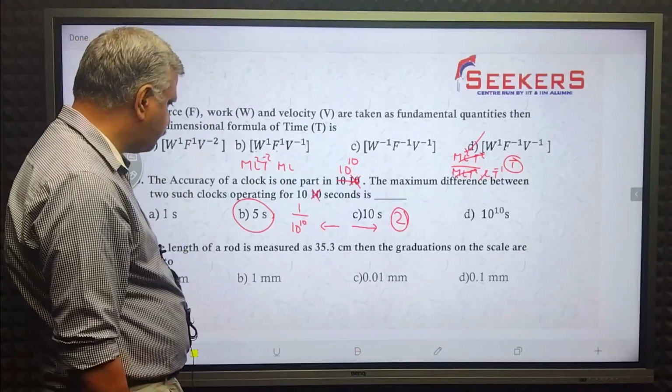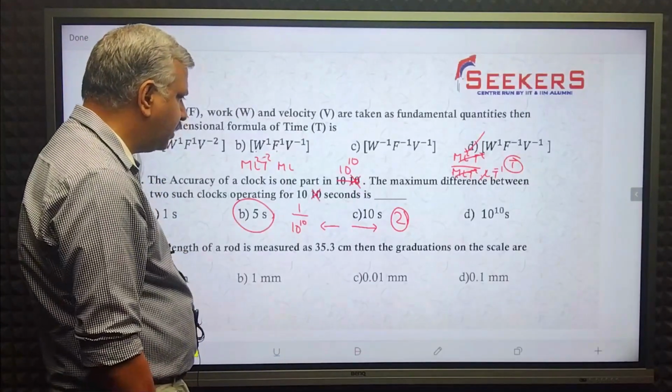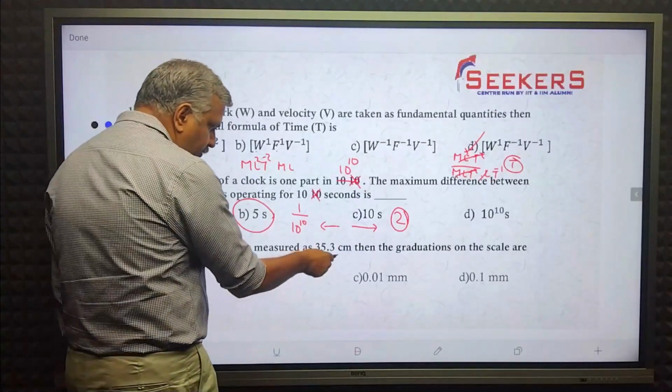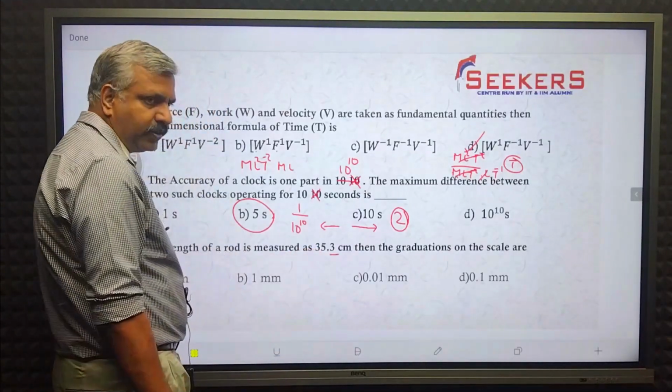The length of a rod is measured as 35.3 cm. Then the graduations on the scale are up to, like I said again, this is going to determine the graduations on the scale.